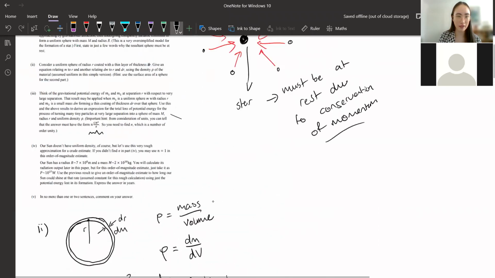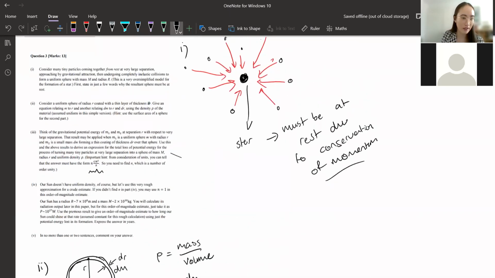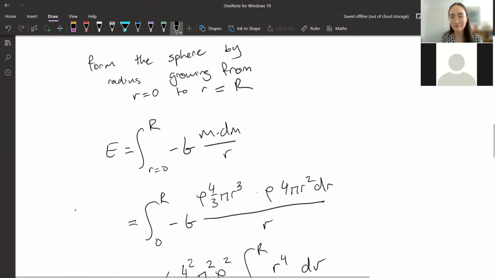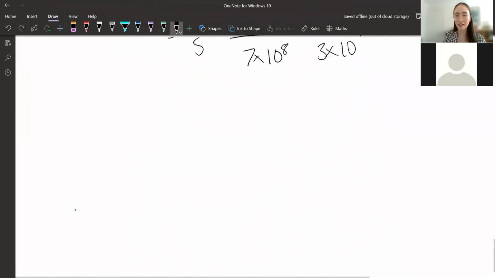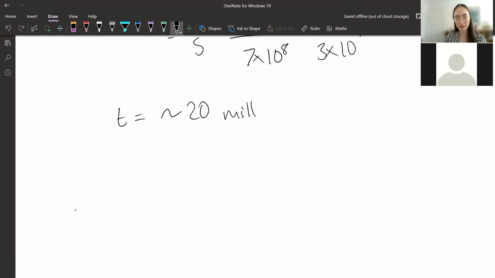I believe all those values were given in the question. I just kind of started looking at my notes. Yes, they were given in the question, but if not, you can always Google them. It's an online exam. Gonna miss this next year, hey. And so that gives us time is equal to approximately 20 million years.